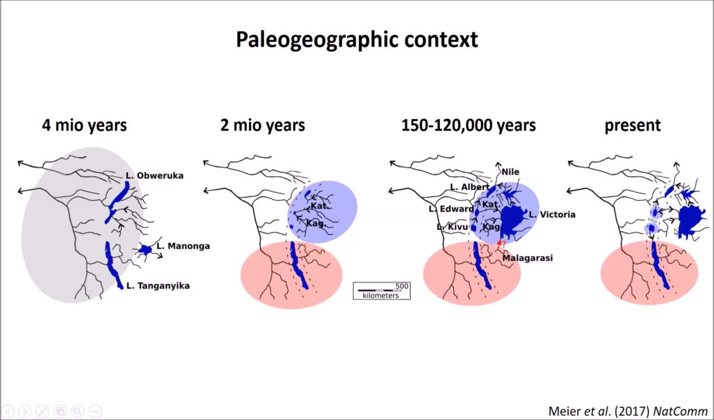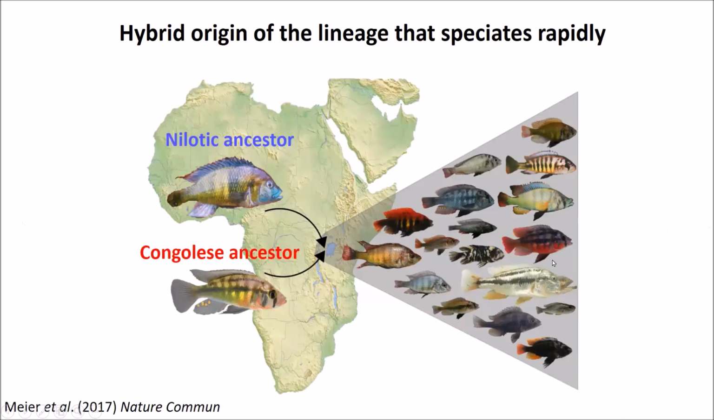And nowadays, the lakes are mostly separate. Between Lake Edward and Kivu, for instance, there are volcanoes that separate them, so they're totally separated. In other cases, it's mostly rapids and waterfalls that prevent cichlids from moving between lakes. So in short, what we found is that the Nile and the Congolese lineage came together in this region, hybridized, and from this hybrid swarm, this mixed population, all of these radiations evolved.